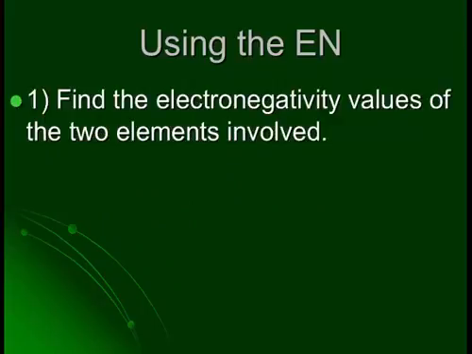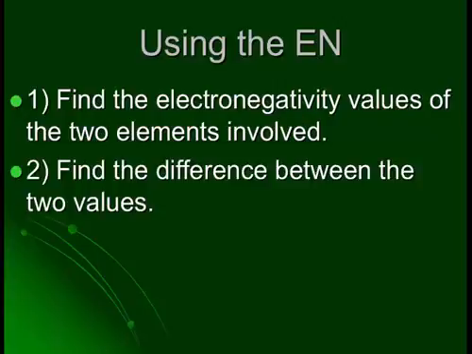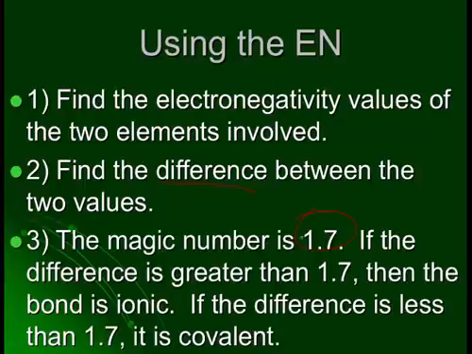Using the electronegativity, you can determine if you have an ionic or a covalent compound. So you have to determine the electronegativity values. Those will be given to you in a problem. And then you just find the difference. So you just subtract. Magic number is 1.7. Now we say it's a magic number, but there is a little bit of leeway here. If it's greater than 1.7, it's ionic. If it's less than 1.7, then it's covalent.